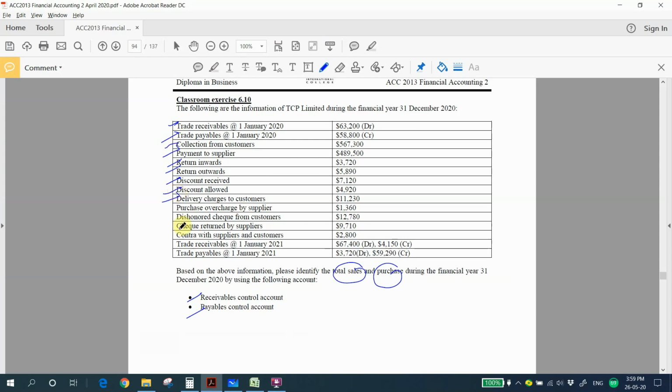Next, purchase overcharged by your supplier. So if your supplier overcharging to you, you have to do what? You have to minus it, right? So the 1360 is the amount that you have to reduce because the supplier has overcharged you, so you have to reduce it. So reduce on the debit side.